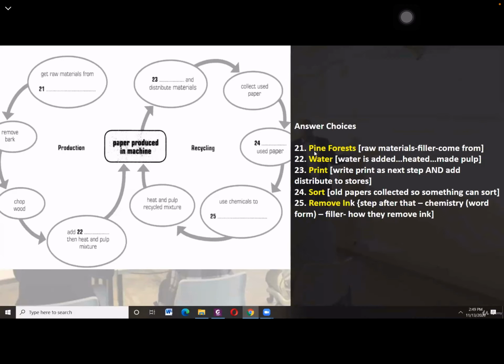Because if you look at it grammatically, for the answer to be Pine Forest, they would have to have the article A after from. It would have to say get raw materials from a Pine Forest. But there's no article A there, so this has to be plural, Pine Forest. We can just look at it grammatically and see that I made a typing mistake. All right.